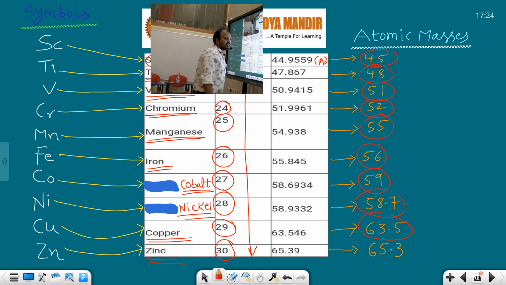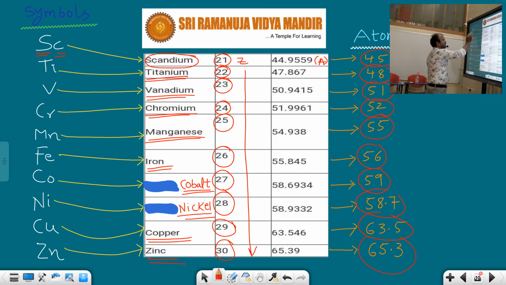Now observe their symbols. Scandium, the first letter is S, second letter is C, Sc. The first letter should always be written in capital letter, the second letter in small letter. Titanium, first letter is T, second letter is I, Ti. Here first letter V, vanadium. Chromium, first letter is C, but the prominent letter R is taken, Cr, chromium. Manganese, first letter is M, the second letter is not taken, the third letter N is taken. Mn stands for manganese.